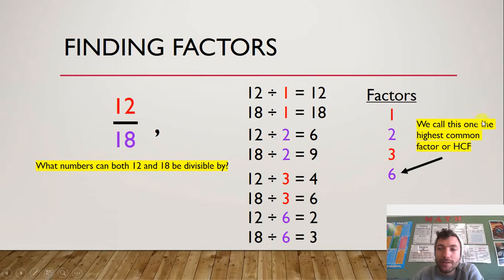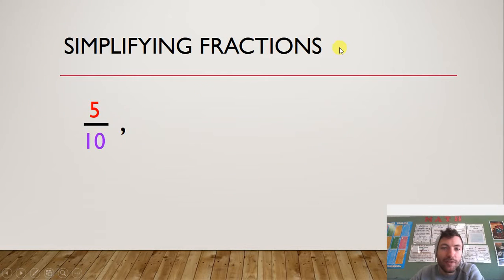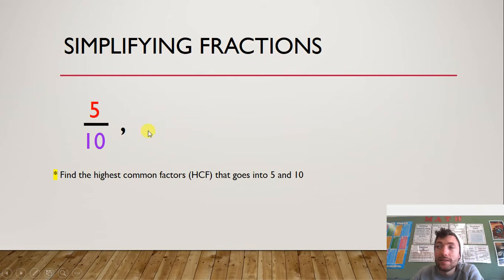To find the highest common factor, we take the largest number. So this 6 is what we'll call the highest common factor. You might see it written HCF, and that's just the abbreviated form for highest common factor. So now let's simplify. The first thing we need to do is find the highest common factor for 5 and 10. What is the largest number that 5 and 10 can be divisible by? I know that this is 5. So 5 goes into 5 and 5 goes into 10.